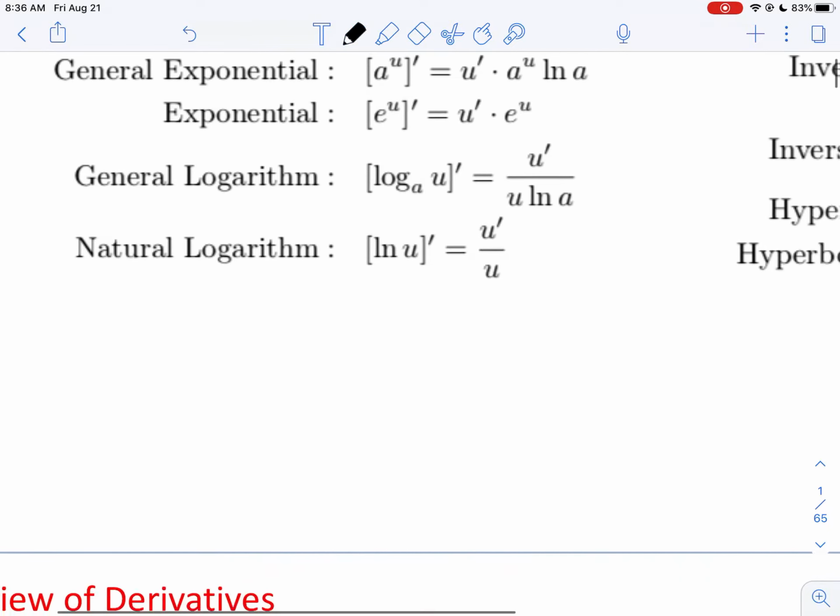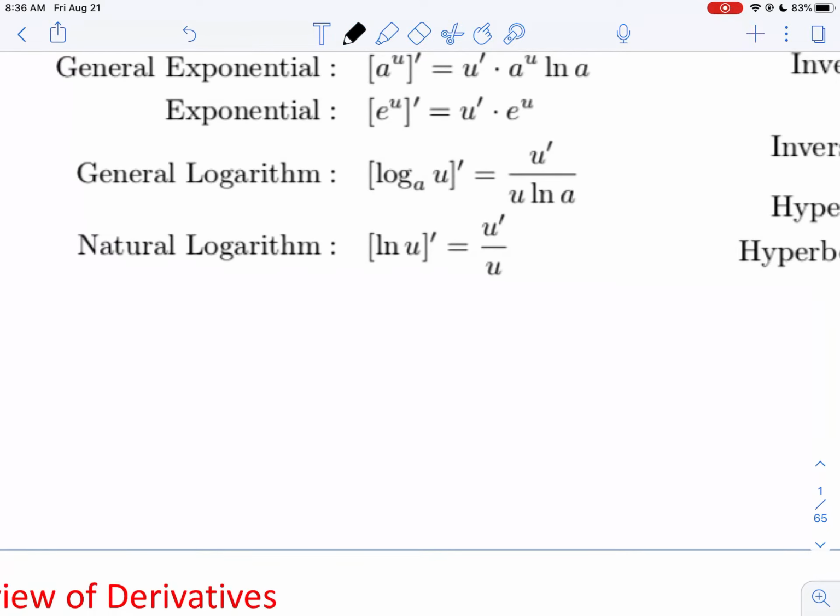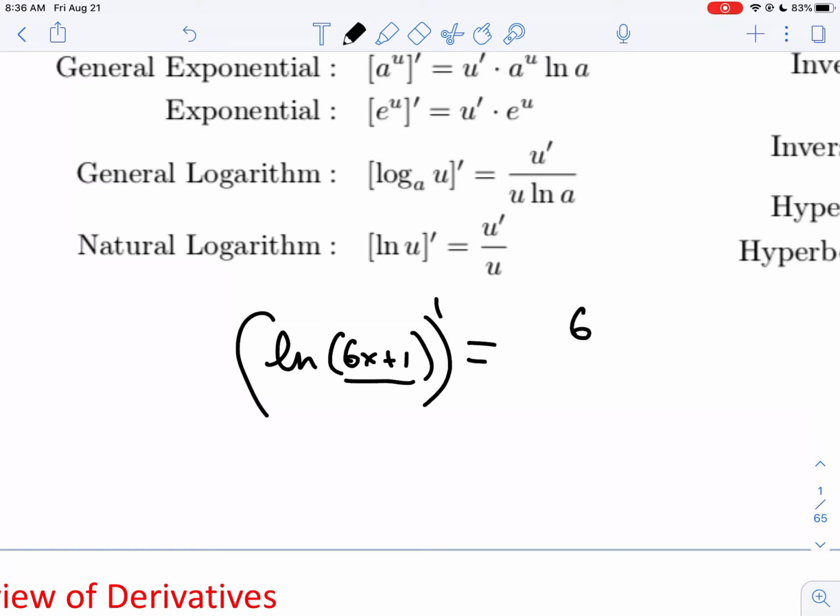So when you're differentiating a natural log of a function, it's just the derivative of the argument over the argument. So if you have natural log of 6x plus 1, and I say, hey, what's the derivative of that? Then you would put the derivative of 6x plus 1 in the top, which is 6 plus 0, so just 6, over the argument.